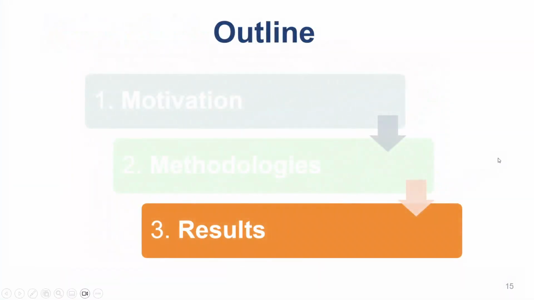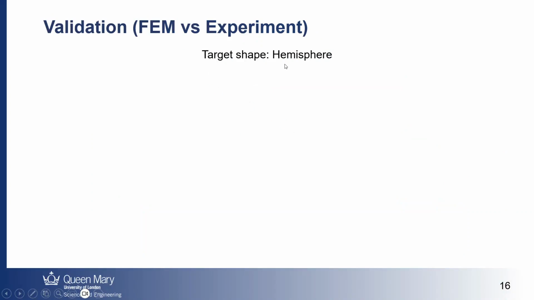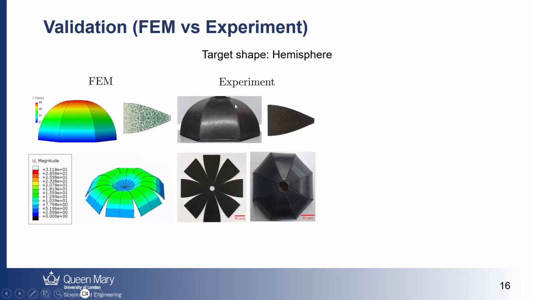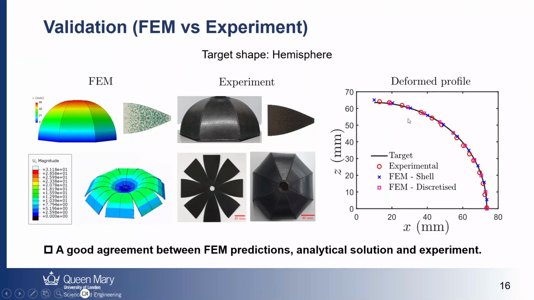Now let's look at the results. Our target shape is a hemispherical shape. Initially we ran finite element simulations and show you the discretized patterns. The morphing is achieved by simply applying mechanical loading. And the experimental results show very similar results as we expected. We cut the 2D patterns, and once the mechanical load is applied, they morph into 3D shapes. If we compare their deformed profiles in terms of the curvatures, you can see the finite element predictions, analytical solutions, and experiment achieve very good agreement.